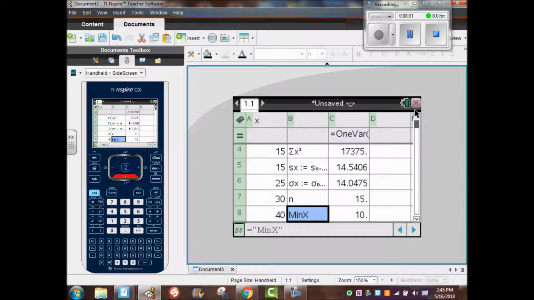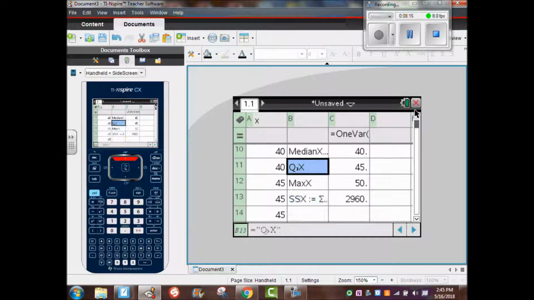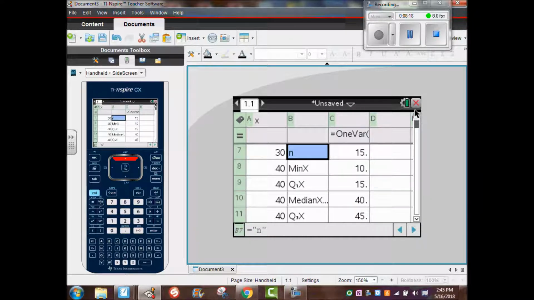Okay. There's our min. There's Q1, quartile 1, which I think we just needed to answer. There's our median, 40. Q3, or the upper quartile, which is 45. There's our max. All the other stuff that's on there that we didn't talk about, we don't need to know about.